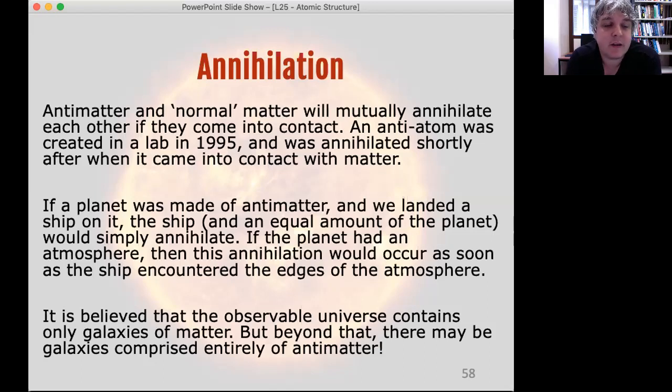But beyond that, there may be entire galaxies composed of antimatter. We don't know. There's no way for us to know. By definition, the observable universe is as far as we can see, so we can't see beyond that.